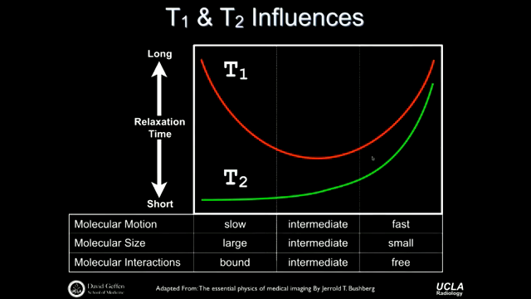Again, this example tissue was something like CSF, which has a pretty long T1 and also a long T2. Scaling's not meant to be precise, just kind of qualitative.